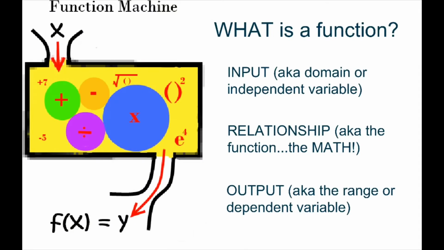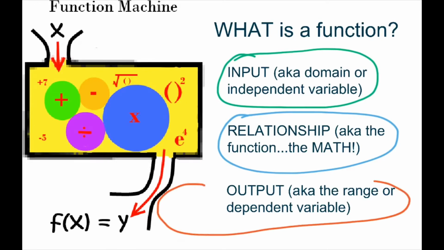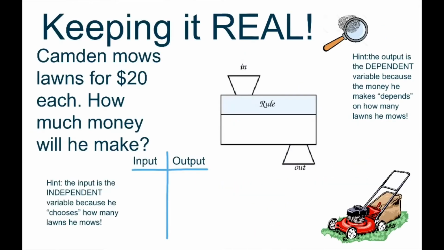Well, a function is basically 3 parts. You have an input, that's a number or value you plug into a situation. You have a relationship, that's the math that's happening in the situation. And last, you have an output. That's what happens that depends on what happened in the math.